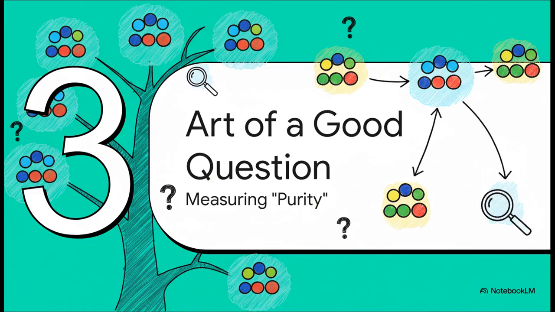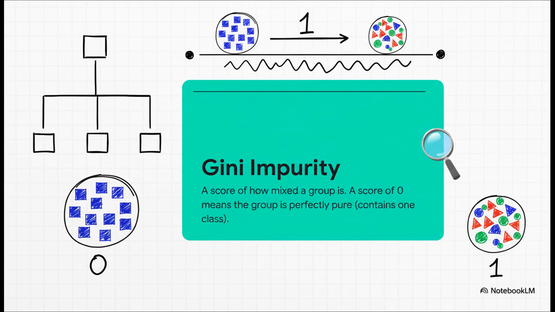The goal is to ask questions that make the resulting groups as pure or as unmixed as possible. The most common way to measure this is with something called Gini impurity. Now, don't worry about the math here. The concept is really easy. Think of it as a mixed-upness score. A score of 0 is perfect. That means every single item in that group is the same. The higher the score, the more chaotic and jumbled up the group is.